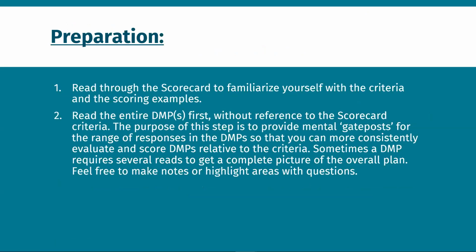For preparation of doing the scorecard, it helps to read through the scorecard, familiarize yourself with the criteria and scoring examples in the rubric. Another preparation step would be to read the entire data management plan, or plans if you're reviewing multiple ones, without any reference to the scorecard criteria. The purpose of that step is just to provide a mental gatepost, the range of responses in DMPs. There's a real variety to the order and the detail. So reading one all the way through will help you further down the line when you're scoring by criteria, because you'll know where in the DDOMP some of the things would appear. Reading all the way through also gives you a complete picture of the overall plan and perhaps some data elements that are not described in detail or absent. So it's a good idea to go through and make notes with a read through before using the scorecard.